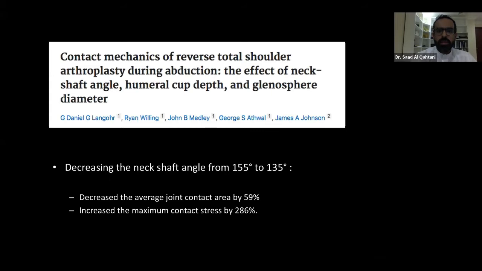What about the contact area and the contact stress when you change all these angles and lateralization? Athwal showed that there's a decrease in the average joint contact area by about 59% if you change your neck shaft angle from 155 to 135, but you have a really high contact stress, which might cause some wearing of your polyethylene.